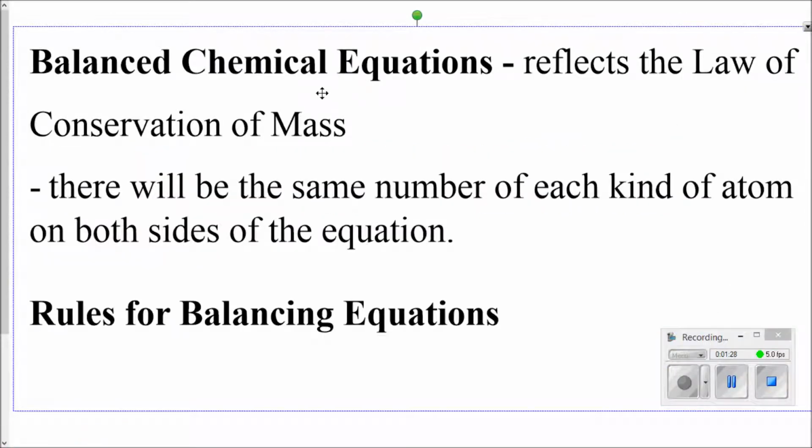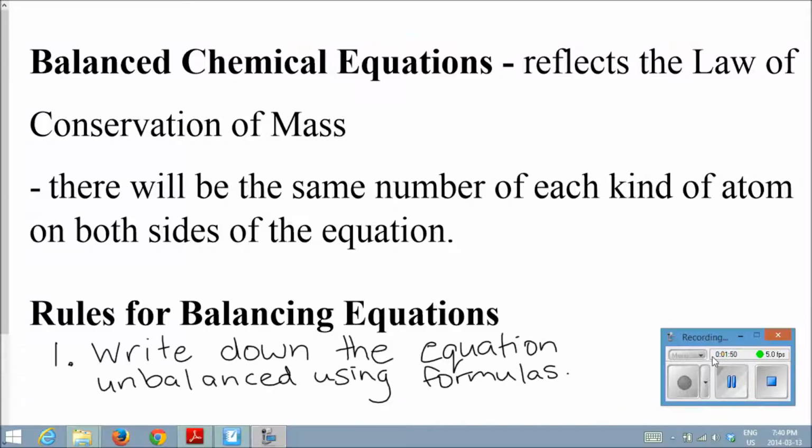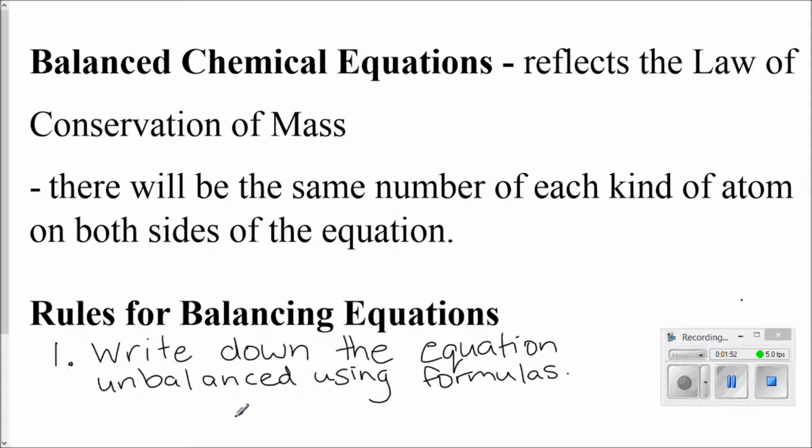So when we balance chemical equations, it reflects the law of conservation of mass. In other words, we will have the same number of each kind of atom on both sides of the equation. If you have an arrow, that means reaction, and that means the atoms on the left side of that arrow will equal the amount of atoms on the right side. So we have a couple rules for balancing. The first rule is we write down the equation unbalanced using formulas.